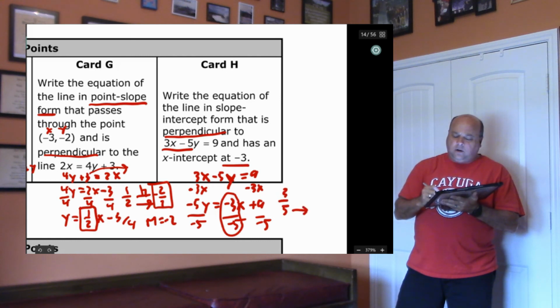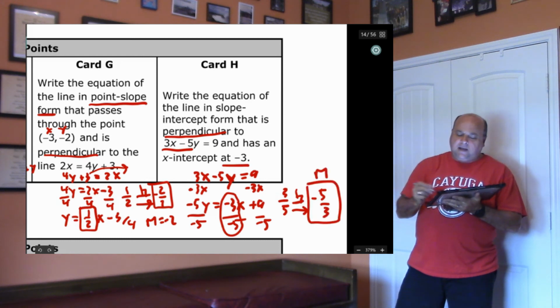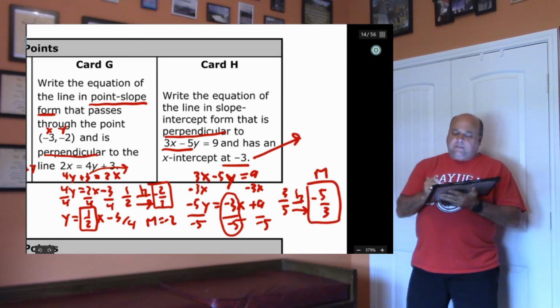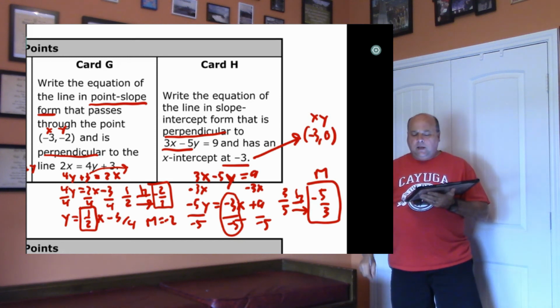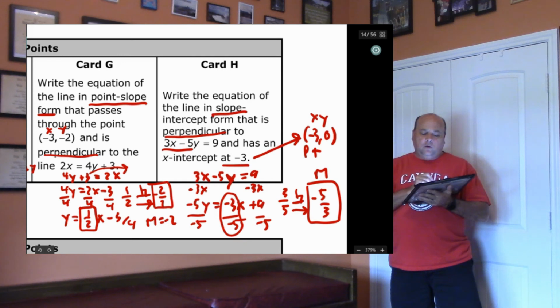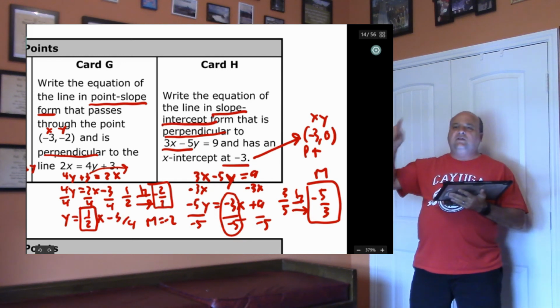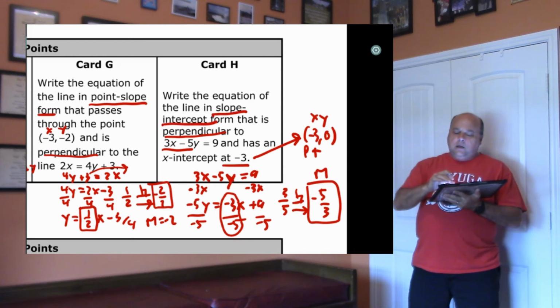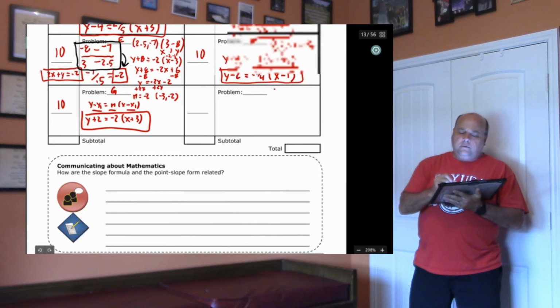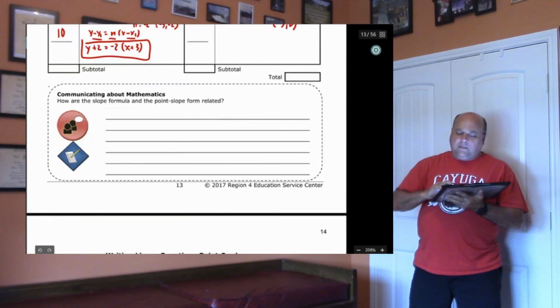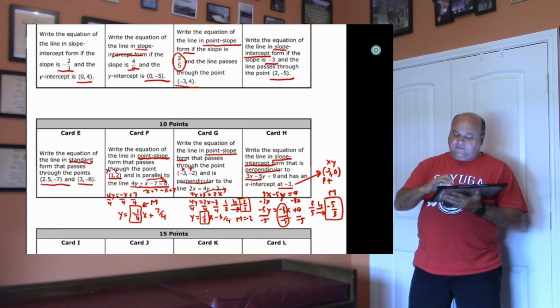And I want it perpendicular. So I'm going to flip and change the sign. So this is my m. The x-intercept's -3. That means a point's -3, comma 0. If you input -3, you output a 0. So this is my point, and this is my slope, and I want it in slope-intercept form. So I'm going to put this in point slope and switch it, okay? So my point is negative 3 comma 0, and my slope is negative 5 over 3.